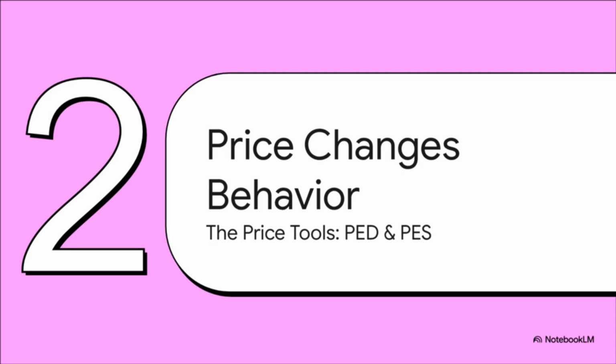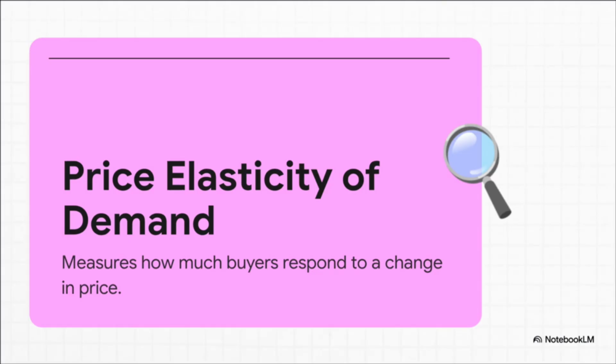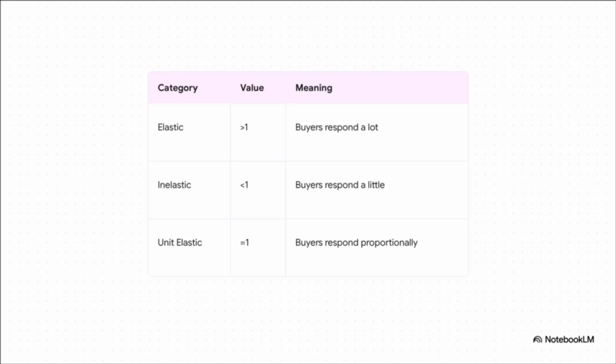All right, let's start building our toolkit. We're going to start with the two big ones, the heavy hitters. And they're both all about how people, buyers and sellers, react when price is the thing that's changing. First up, we have the price elasticity of demand, or PED. This one is all about the consumer side of the story. It's a tool that tells us exactly how much you, the buyer, freak out or don't when the price tag on something changes.